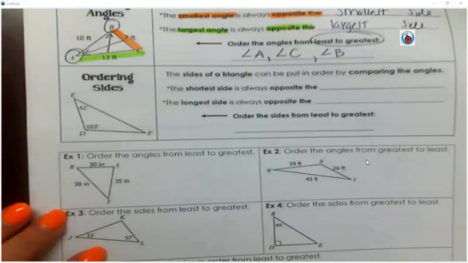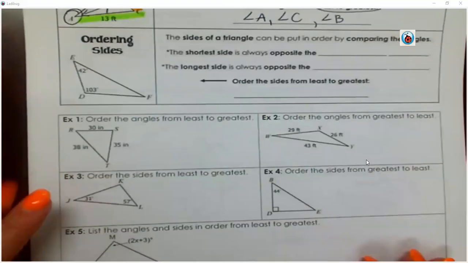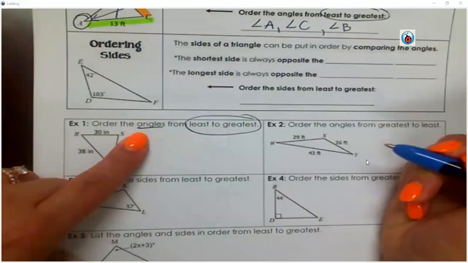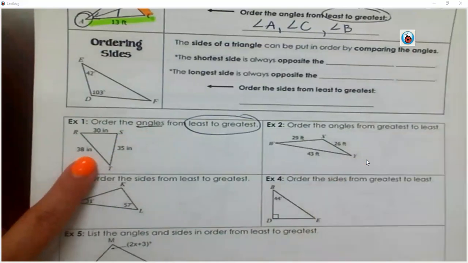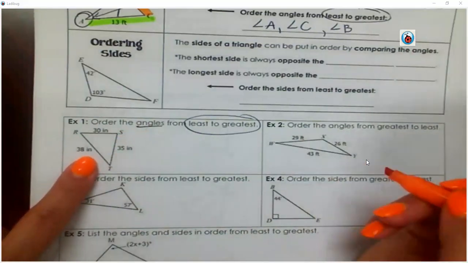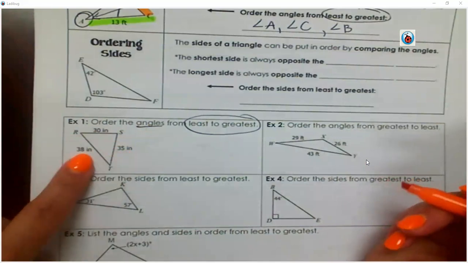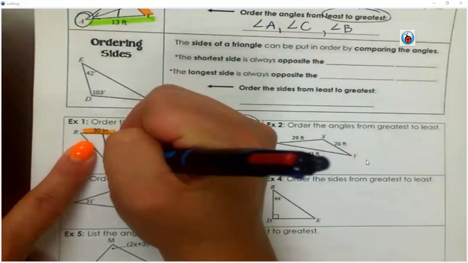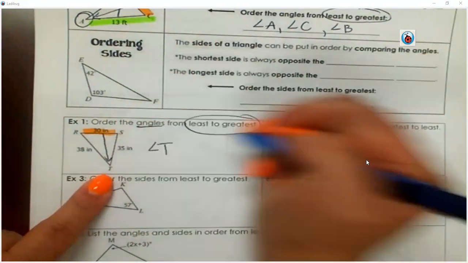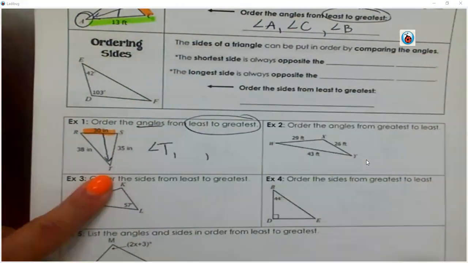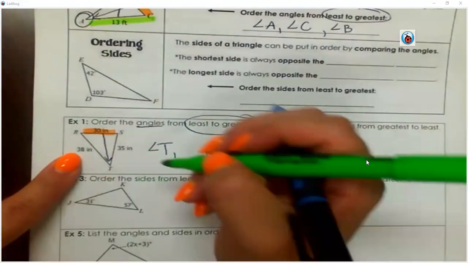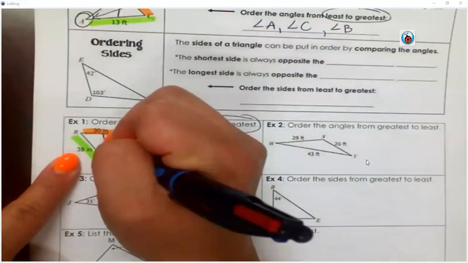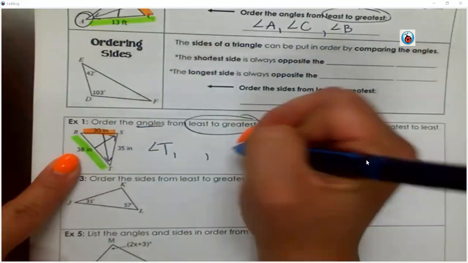If I look at examples 1 and 2, they practice the same concept. We're going to order the angles from least to greatest. I'm going to start off by figuring out the smallest side. I have 30, 35, and 38. 30 is the smallest side, so the opposite angle would be angle T. Then I look for the greatest side, which in this case is 38, and the opposite angle to that one would be angle S.